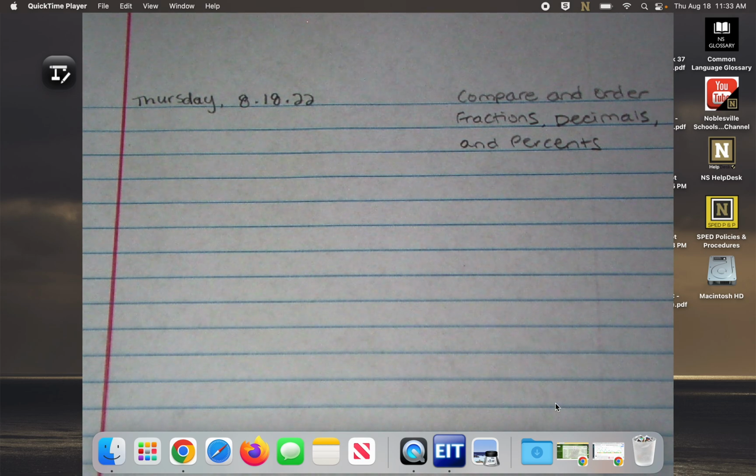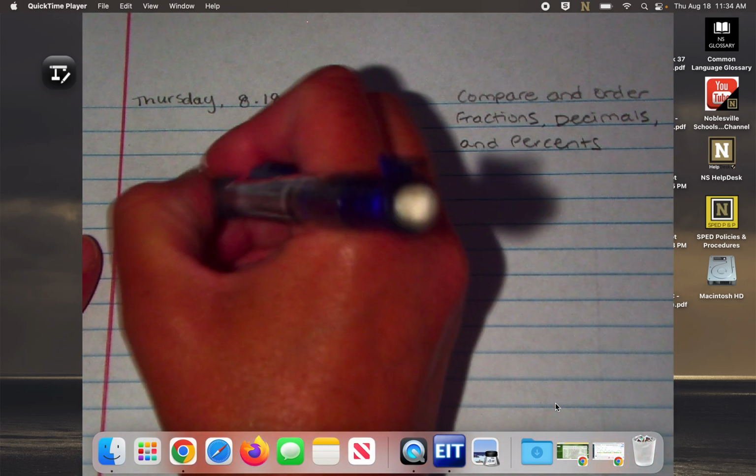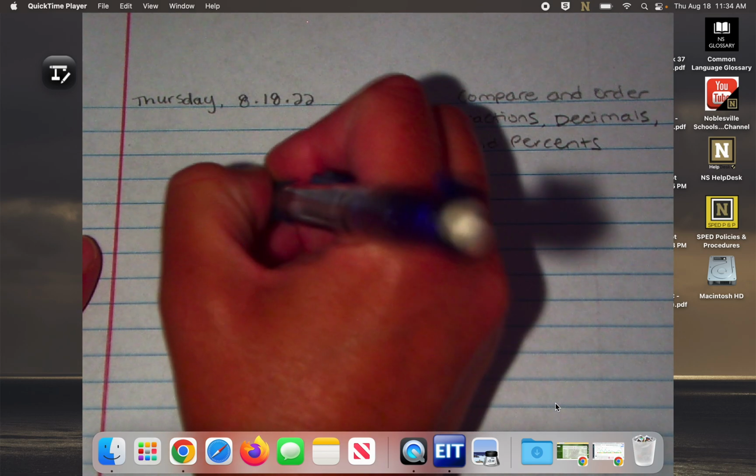When comparing and ordering fractions, decimals, and percents, we talked about changing them all into what form again? Decimals. Decimal is going to be our more direct, easier, less yucky option.